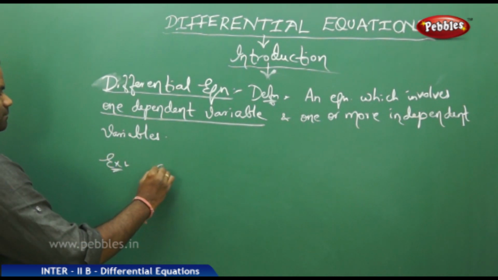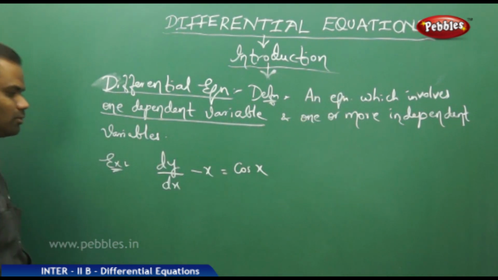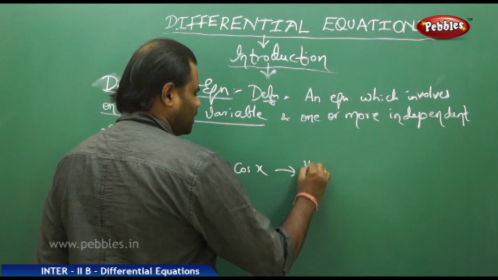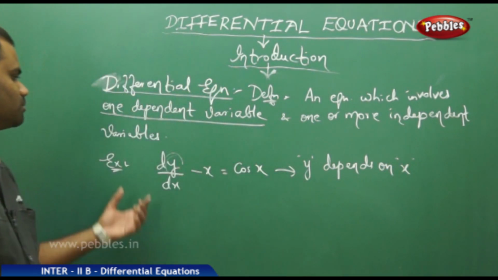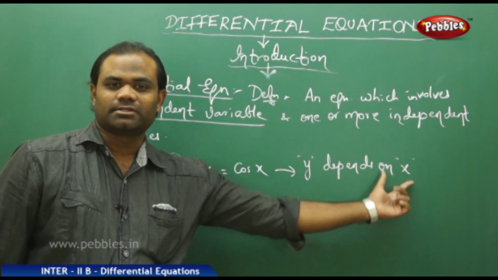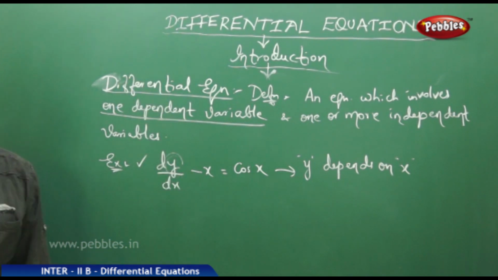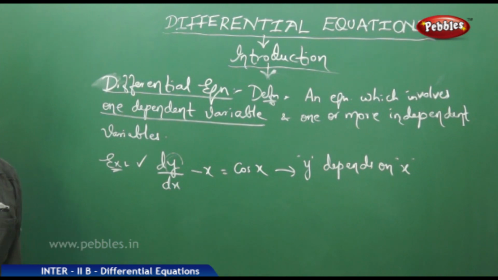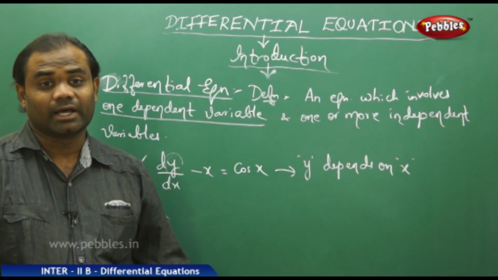Say for example, I have dy by dx. Now here I clearly see that this is a differential equation because y depends on x, that is derivative of y with respect to x. Here we have y which depends on x. Therefore, the dependent variable here is y and the independent variable here is x, which is written in the form of an equation involving derivatives. So this is a differential equation. A differential equation with one dependent variable and one independent variable is how we understand the basic mathematical definition of differential equation connected with derivatives.